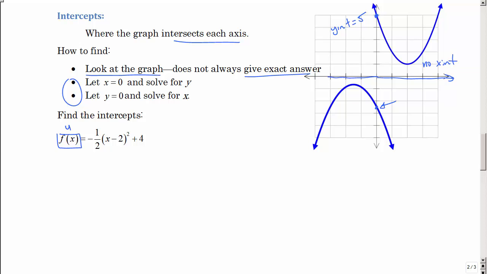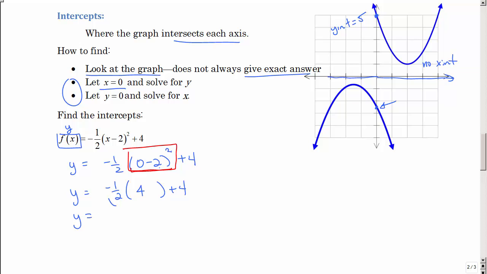First of all, this symbol again is the same as y. So in order to find the y-intercept, we're going to let x equal 0. And that is always the easiest one. You just need to make sure you follow the order of operations. So you're going to do this before you multiply. So you have y equals negative 1/2. Negative 2 squared is positive 4. Then we multiply, and now we add. So the y-intercept is at positive 2.